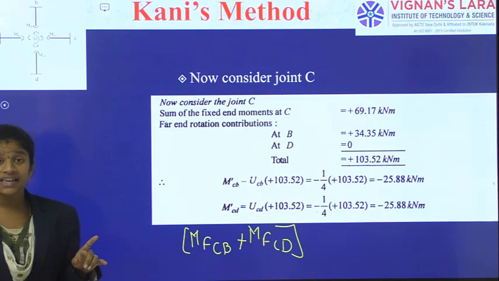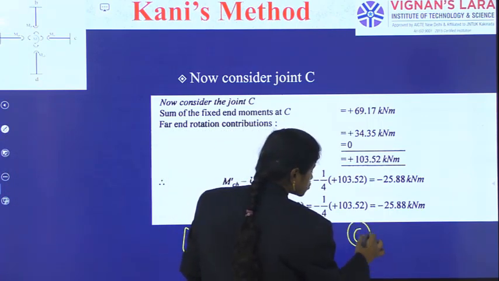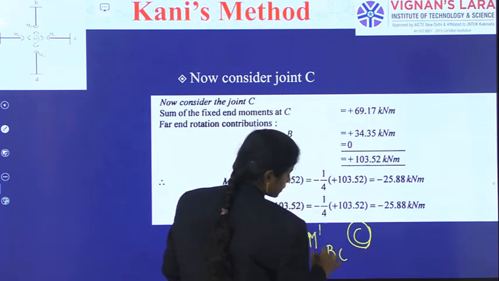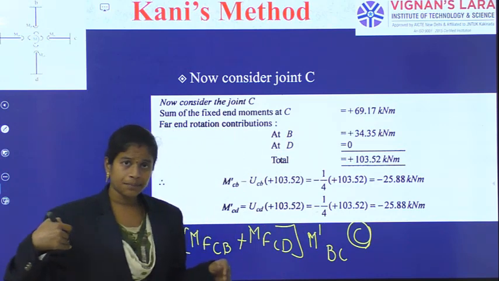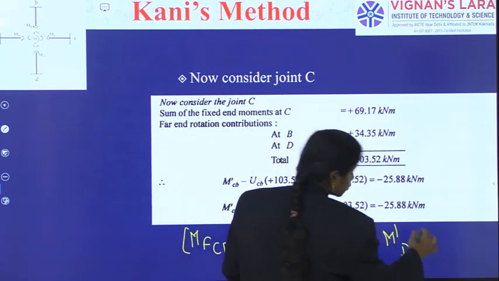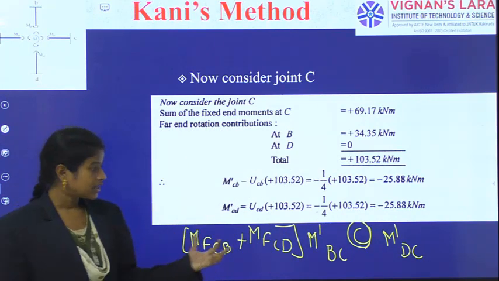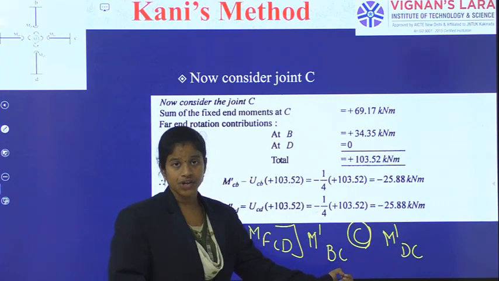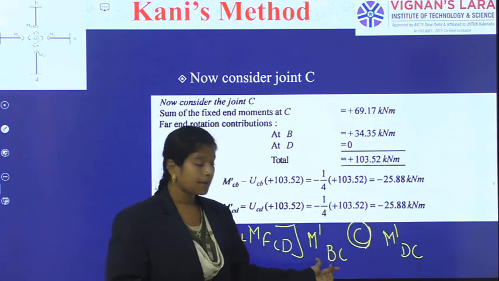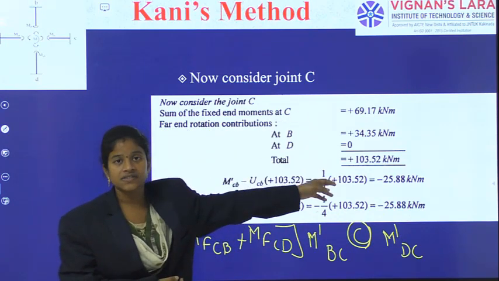Far end contribution means at the far end towards this end. So as I am at the joint C, so M dash BC at B towards C. Similarly, at D towards C. These values we will write. So these two values summation we should have to write. And M dash at D towards C is always 0. M dash BC just only we have calculated. So I am writing all these values and adding up.